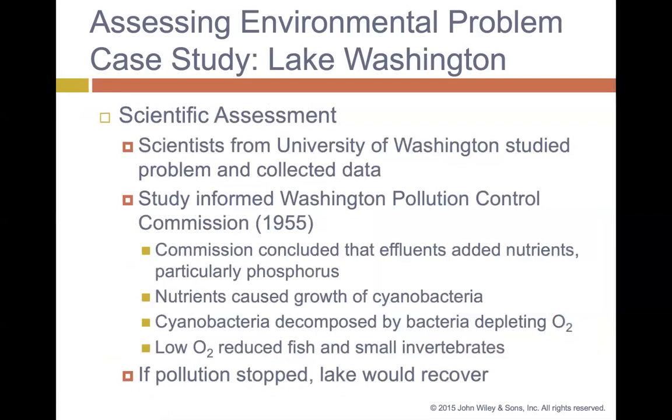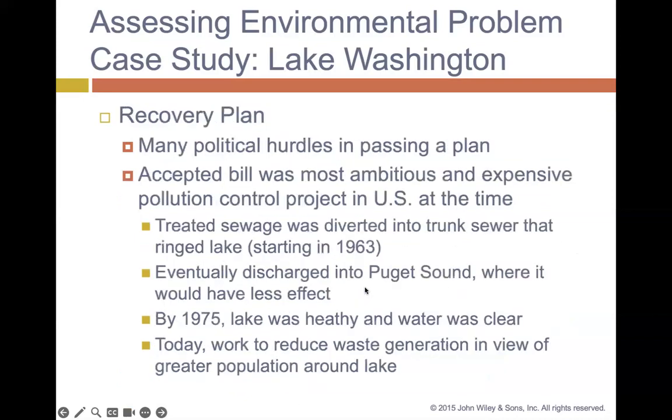So what we have then is a scientific assessment done by the University of Washington, which studied the problem, collected the data, and then informed the Pollution Control Commission. The commission concluded that these effluents added nutrients, particularly phosphorus, which caused a growth of cyanobacteria, decreased bacteria by depleting oxygen levels, and the low oxygen levels ultimately resulted in reduced fish and small invertebrates in that freshwater lake. And if the pollution stopped, the lake would recover.